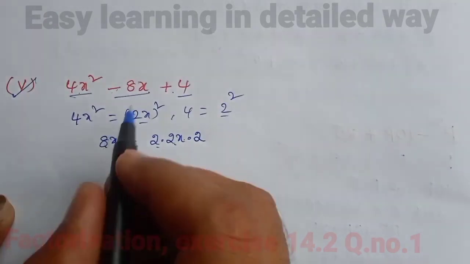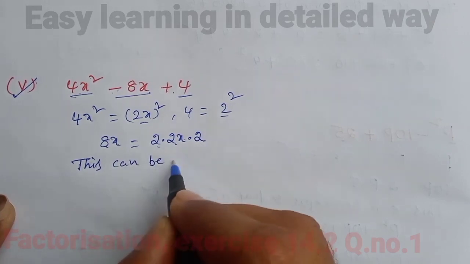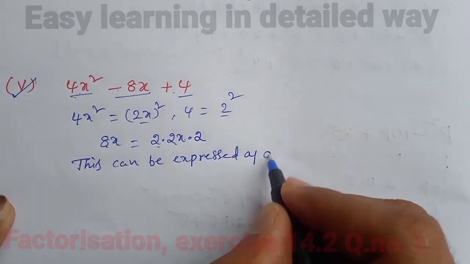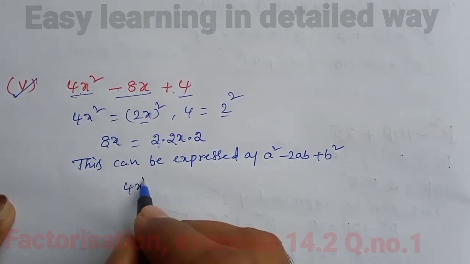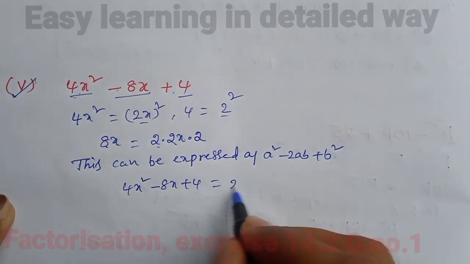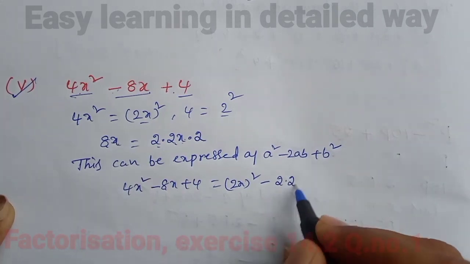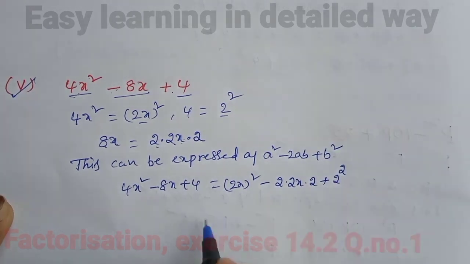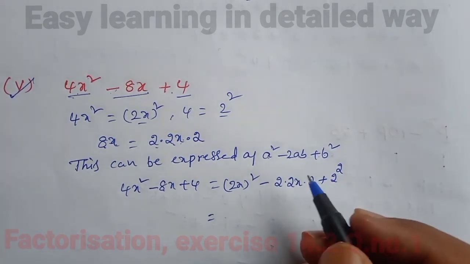So this negative expression can be expressed as a square minus 2ab plus b square. See, then 4x square minus 8x plus 4 is equal to 2x whole square minus 8x, 8x is 2 into 2x into 2, plus 4 is written as 2 square. So it is equal to, see, a square minus 2ab plus b square is what? A minus b whole square.